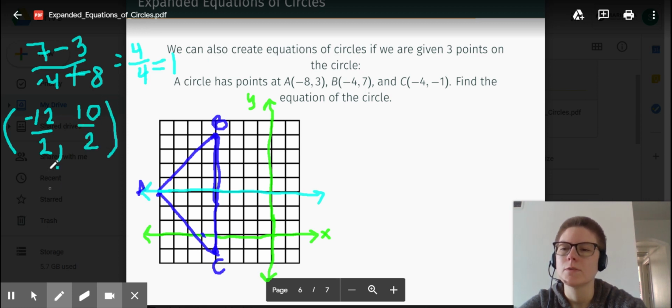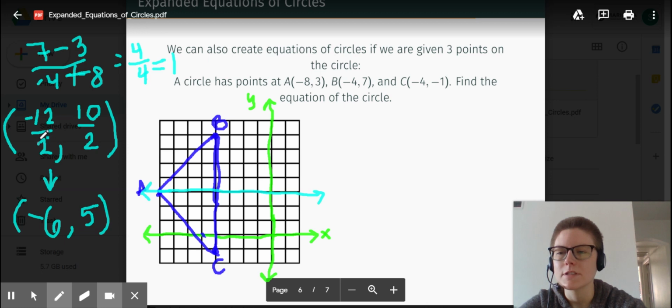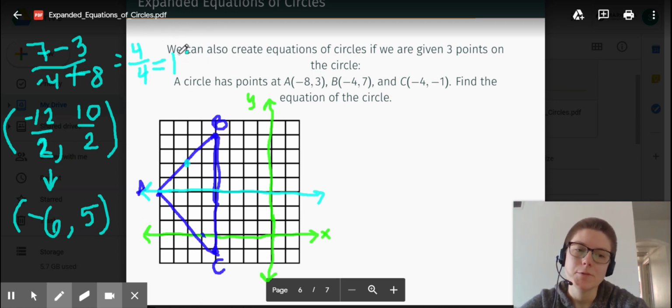All right, so our midpoint of that line, negative 12 over 2 is negative 6. 10 over 2 is 5. I feel like this 2 in particular looks like a 1, but it's a 2. All right, so negative 6 comma 5. We want to find that point. 1, 2, 3, 4, 5, 6. 1, 2, 3, 4, 5. That's here.